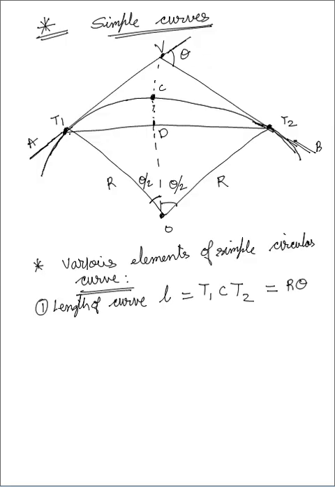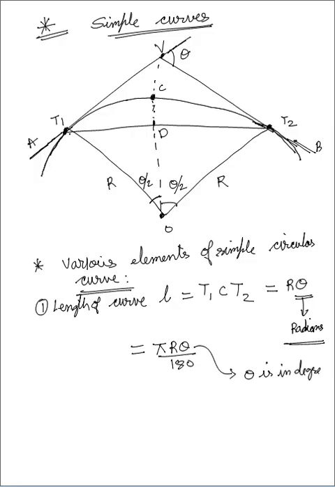Now keep it in your mind that this theta is in radians. Don't get confused, it is in radians. If you have to write it in degrees, just write pi r theta by 180, where theta is in degrees. Always remember: pi r theta by 180 if theta is in degrees, but if it is in radians, then it is r theta. So this is first.